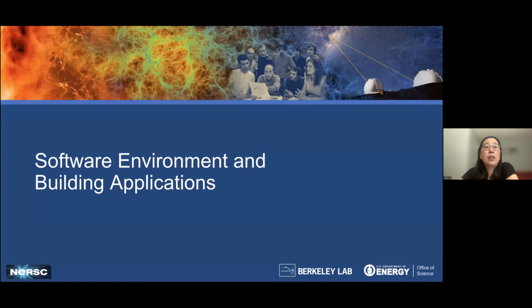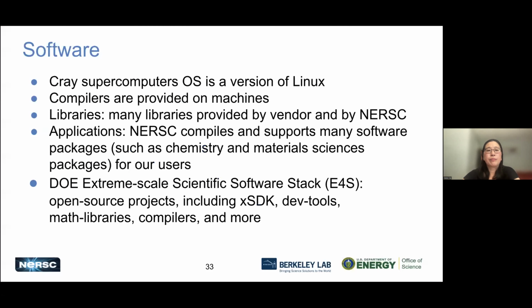So the next section is software environment and building applications. On NERSC, both Cori and Perlmutter are Cray or HPE systems. The OS is a version of Linux, especially on the compute nodes. We have multiple compilers on each system, and our NERSC staff provide lots of libraries that you can use directly instead of having to build them by yourself.